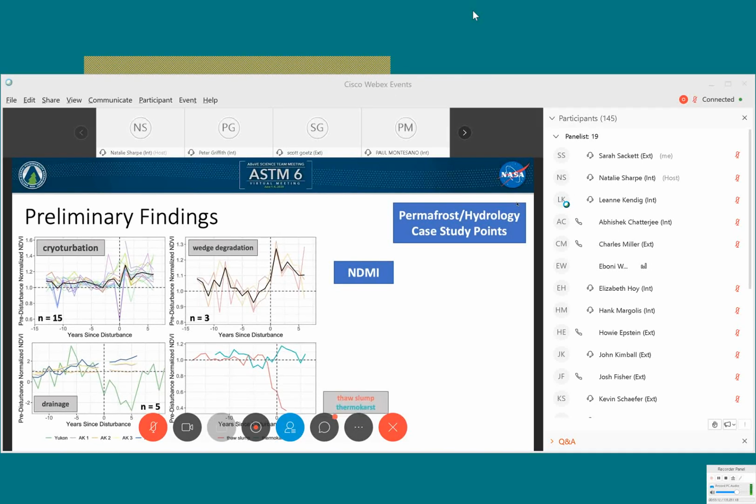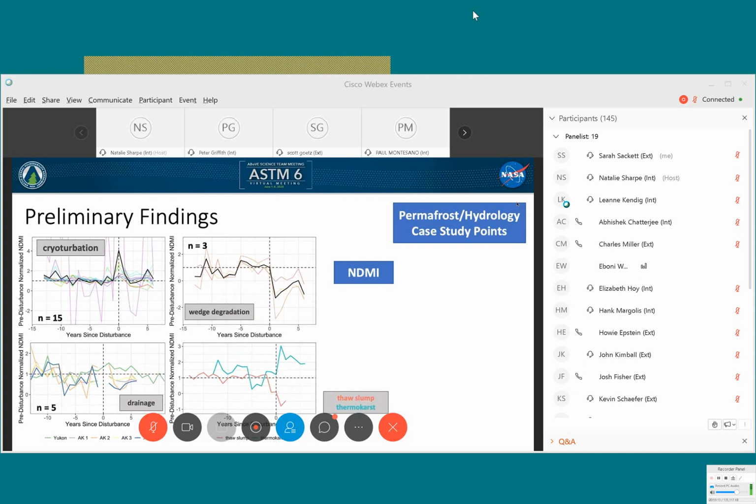Next. Here are those same sites showing the NDMI trajectories, where the patterns are somewhat similar. Again, these are just preliminary results that we will be diving into in the coming weeks and months. I was particularly struck by the difference in how dramatic and obvious the changes were for fire, but for the permafrost-related disturbances, they're a lot more nuanced.